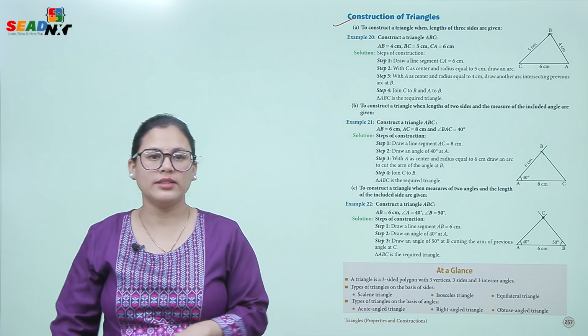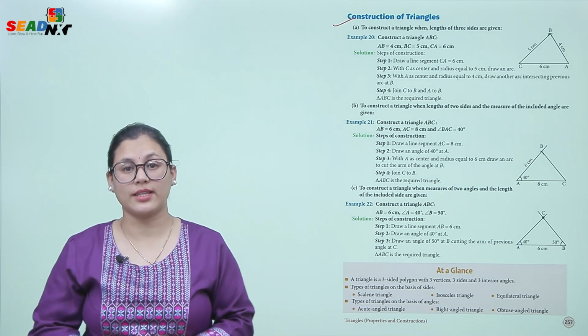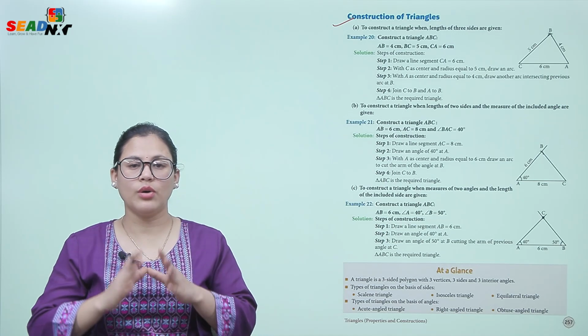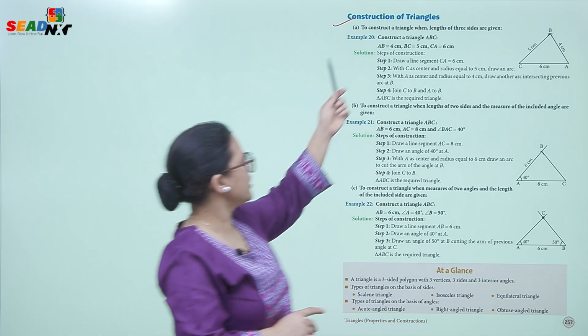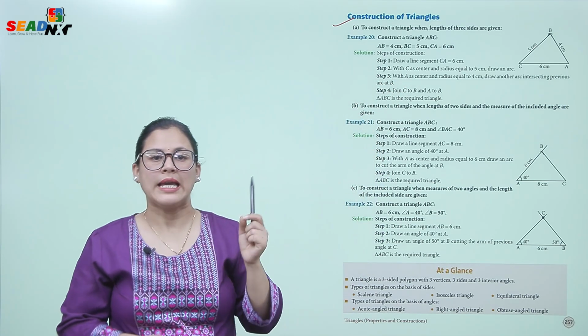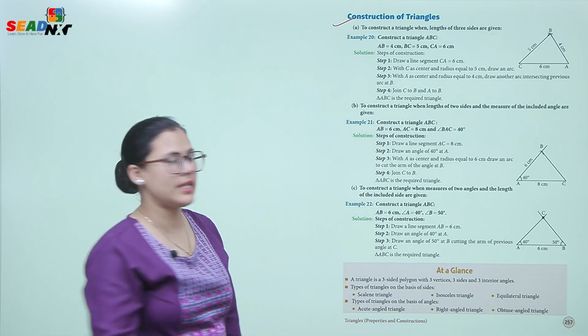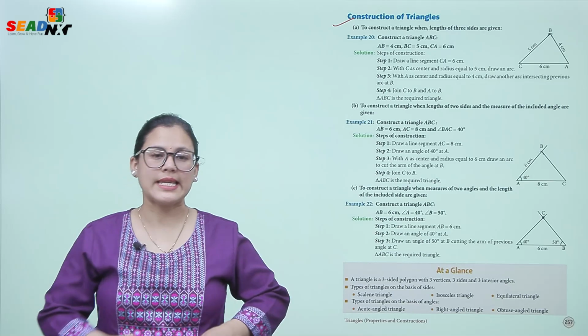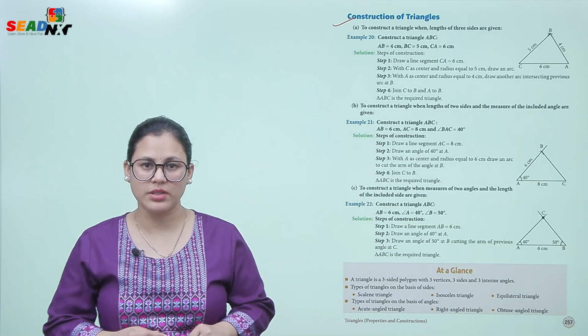To construct a triangle when the lengths of 3 sides are given. Example, construct a triangle ABC and here all 3 sides are given. So these are the 3 sides. Now, steps of construction. Step 1, draw a line segment CA equal to 6 centimeter. With C as center and radius equal to 5 centimeter, draw an arc.